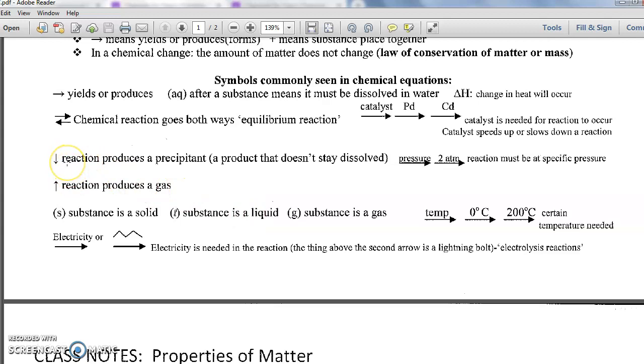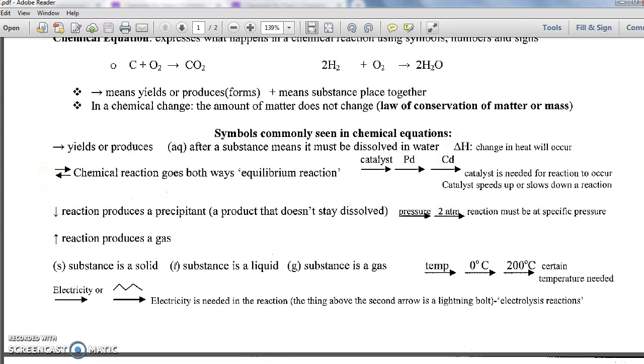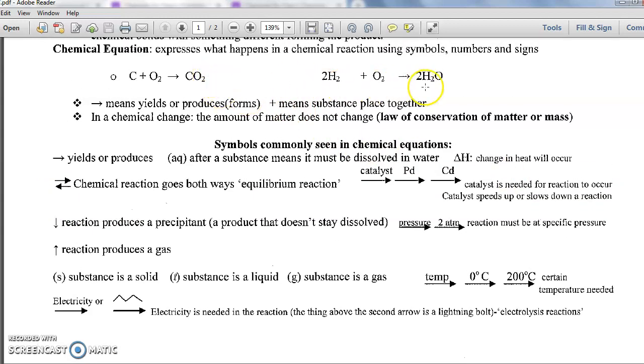If you see an arrow pointing down after a symbol or a collection of symbols, which we call a formula, it means that the substance will precipitate out of the solution. In other words, you have two things put together and you form a solid that will not stay dissolved. If you see an arrow up written after a formula or symbol in a reaction, it means that what you produce is a gas. When you burn hydrogen in the presence of oxygen, it's at a high temperature and it'll form a gas.